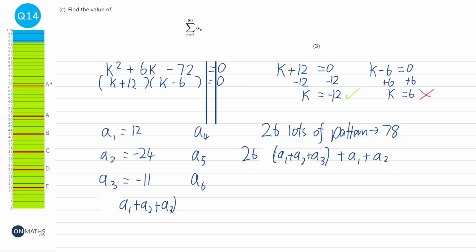Is going to be, well, let's add them together. So that will be minus 23. So 26 times minus 23. Then we're going to add 12 and then add minus 24. So take away 24. And when you do that, you get minus 610.